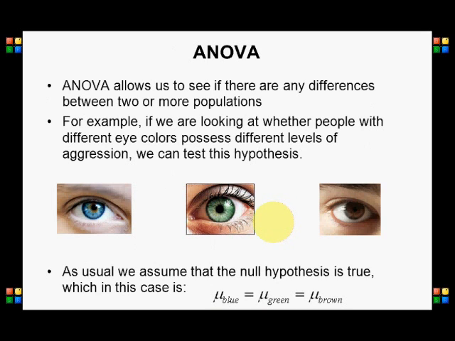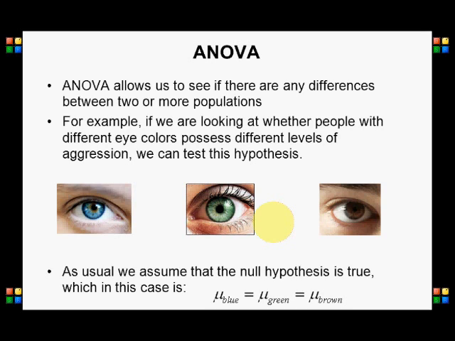So ANOVA allows us to see if there are any differences between 2 or more populations of people, all in one simple test. For example, suppose I'm wondering whether people with different eye colors possess different levels of aggression. We can test this hypothesis by gathering data about different people who have different eye colors, putting them into groups based on their eye color, and measuring their aggression in some way.